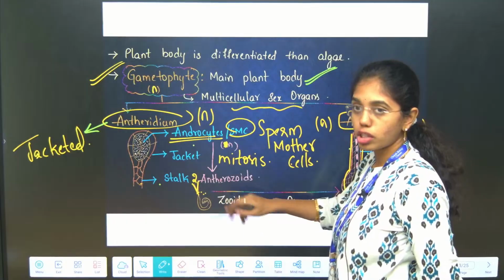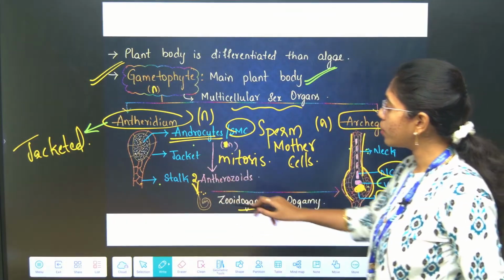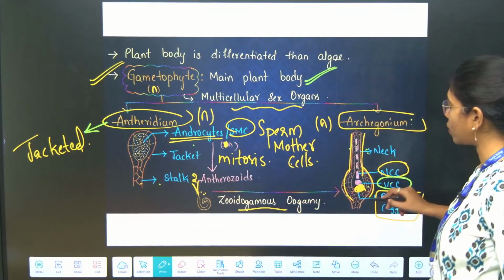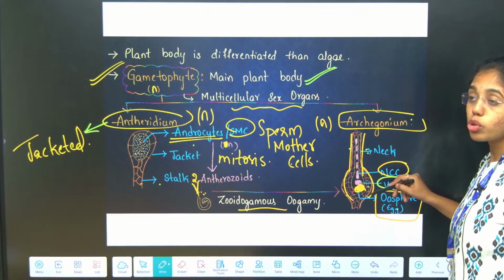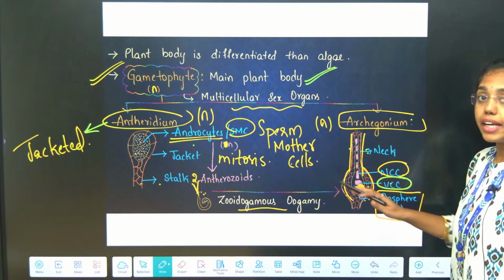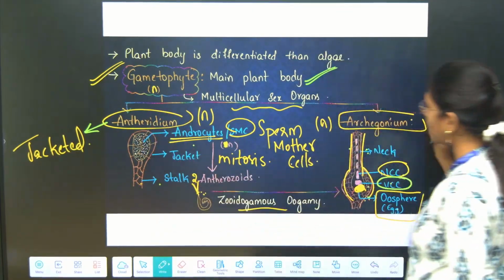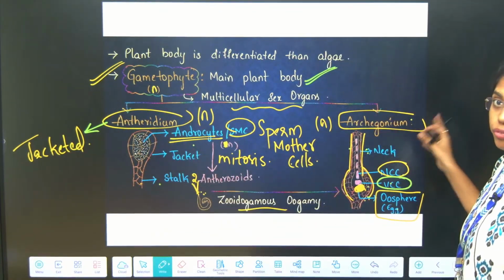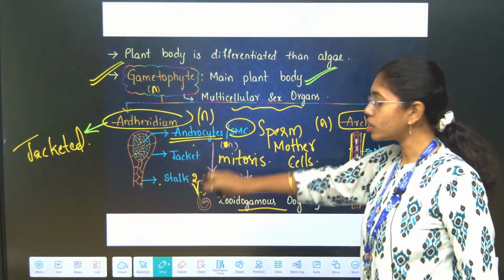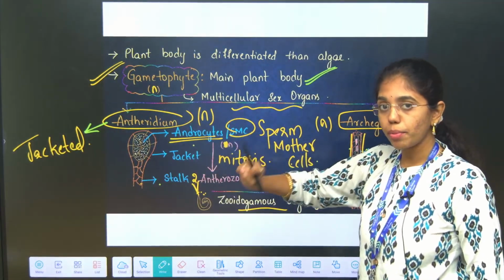The antherozoid, which is biflagellated, undergoes zooidogamous oogamy. It swims across the water, and this antherozoid will fertilize the egg, which is oosphere. Clear, right? Any doubt here? Two gametophytic structures, one is the male gametophyte and the other is the female gametophyte.